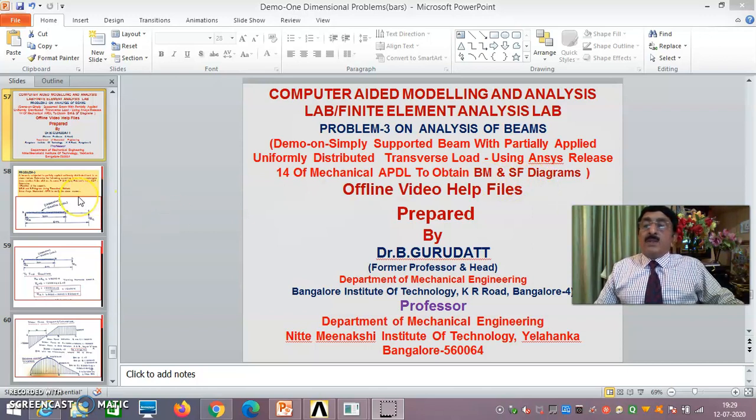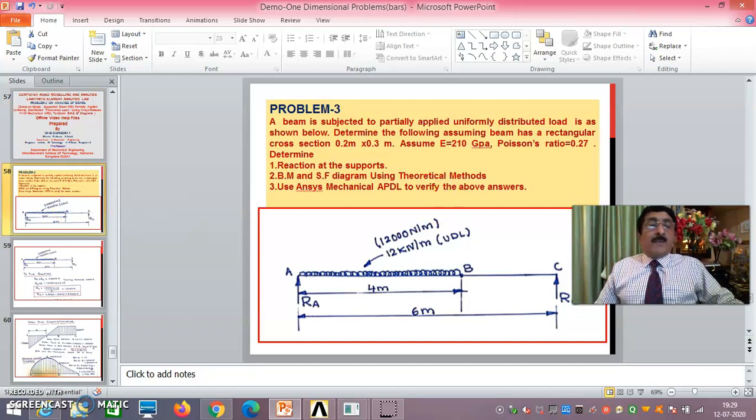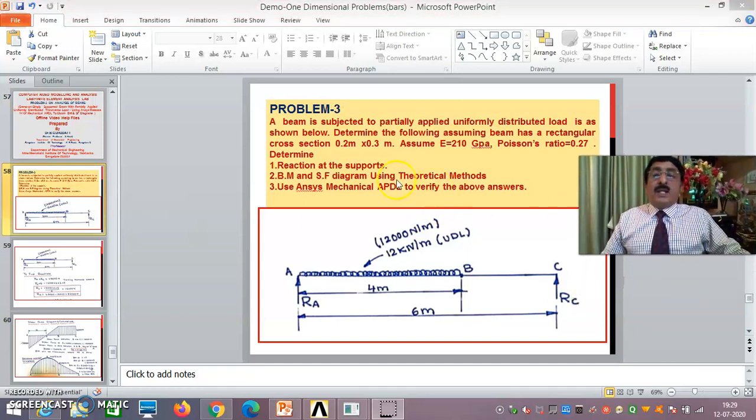Now the problem is this. You please observe. A beam is subjected to partially applied uniformly distributed load as shown. That means there is a beam of 6 meters in length and a partially applied transverse load, that is UDL, of 12 kilonewton per meter or 12,000 Newton per meter. It is applied only over a distance of 4 meters. Totally the beam length is 6 meters.